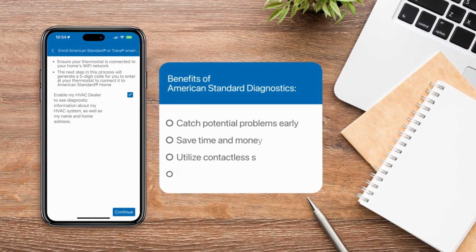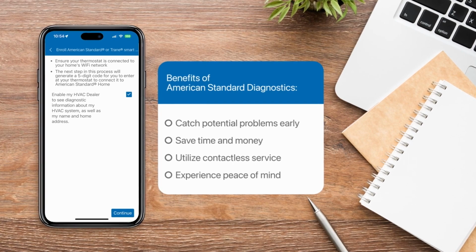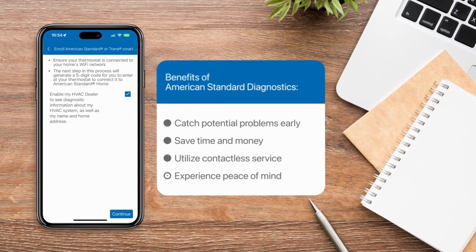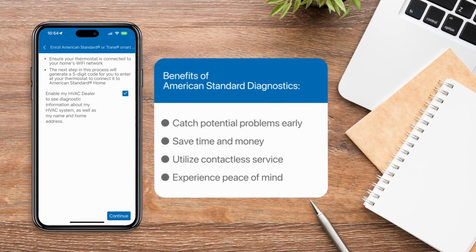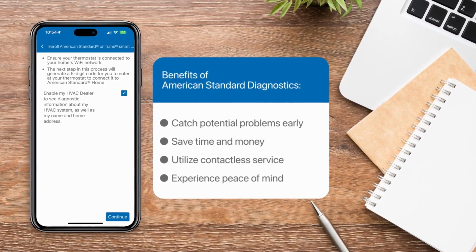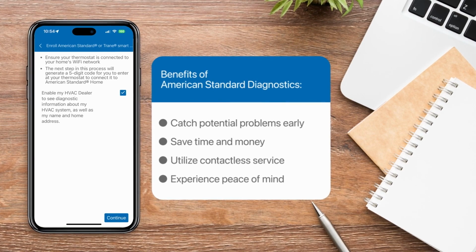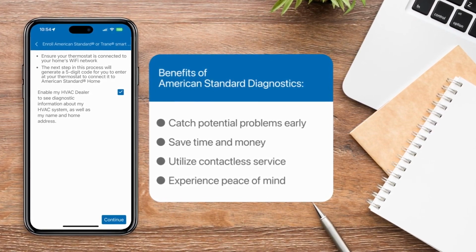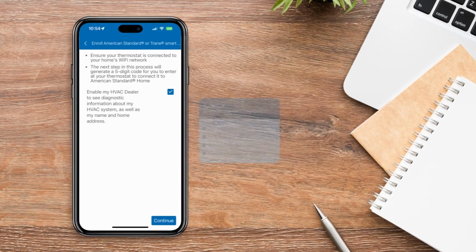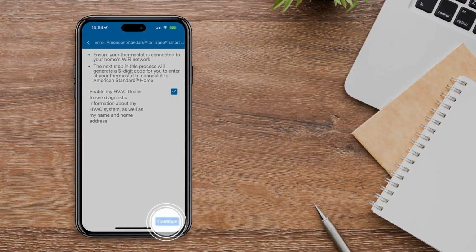American Standard cares about the privacy and security of your personal data. So we designed our smart thermostats and cloud infrastructure to ensure that the product is secure and that your personal information remains protected. You can also be assured that your personal data is not being shared for third-party marketing purposes. Once you've decided, click Continue.